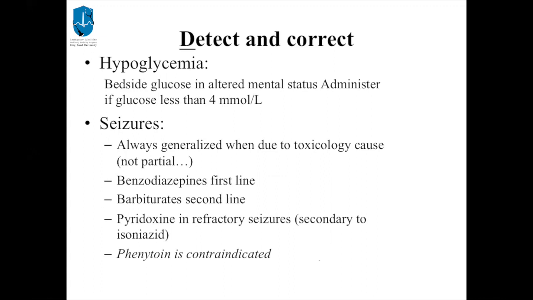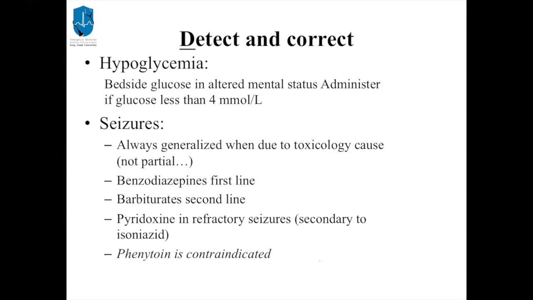So hypoglycemia, we said to detect hypoglycemia as an explanation for the altered mental status. For hypoglycemia, typically we see it with insulin and with sulfonylureas. These are the most common. Insulin, most of these patients will be managed in the ED. You give them dextrose. Once they wake up, you feed them. You watch them for 6 hours. If they're fine, they go home. Unless it's a long-acting insulin, then they need admission for 24 hours.